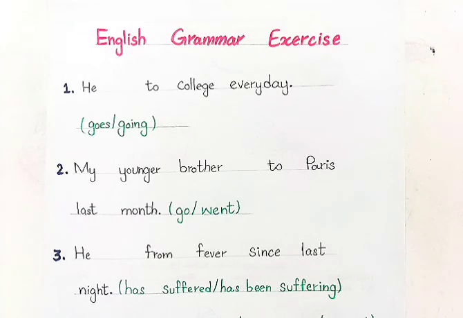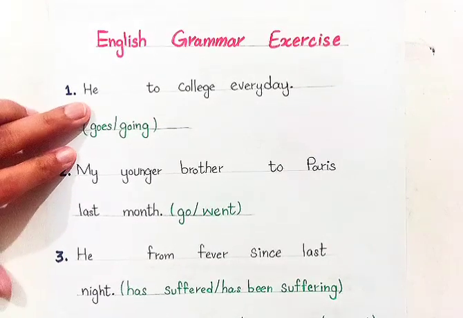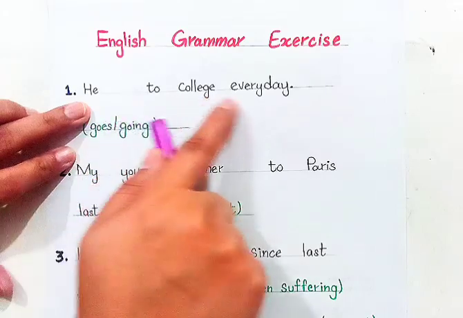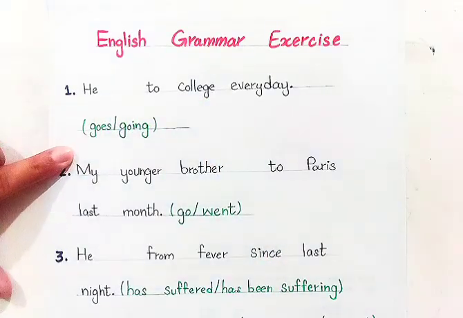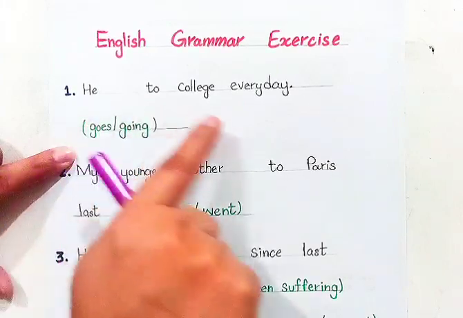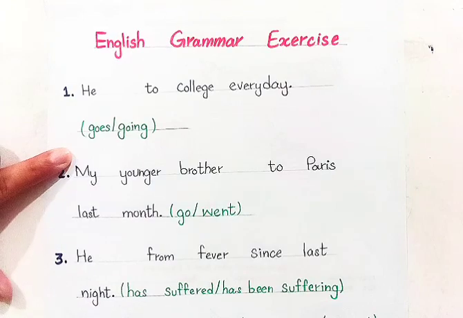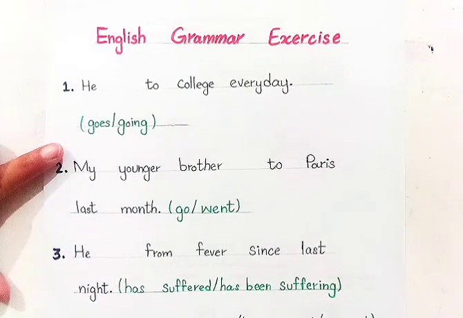In today's video, we will practice an exercise of English grammar. First of all, I have an example: He blank to college every day. Now, goes or going? He goes to college every day, or he going to college every day. What is the correct answer?